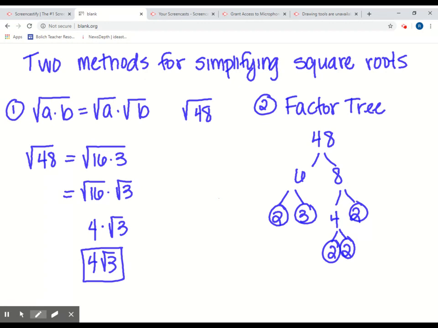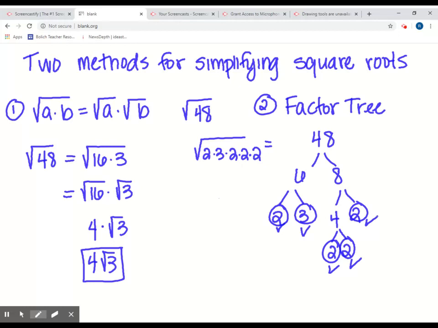So now we can write 48 as a product of its prime factors. So this would equal the square root of 2 times 3 times 2 times 2 times 2. So 2 times 3 times 2 times 2 times 2 equals 48.